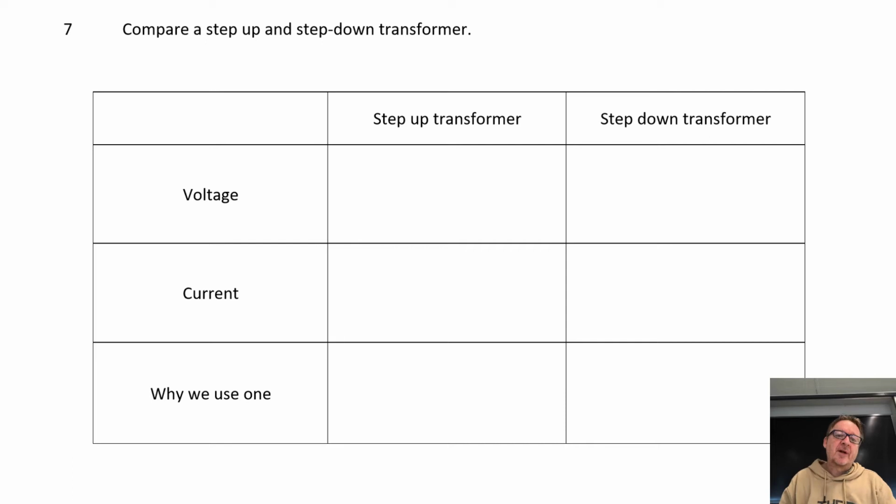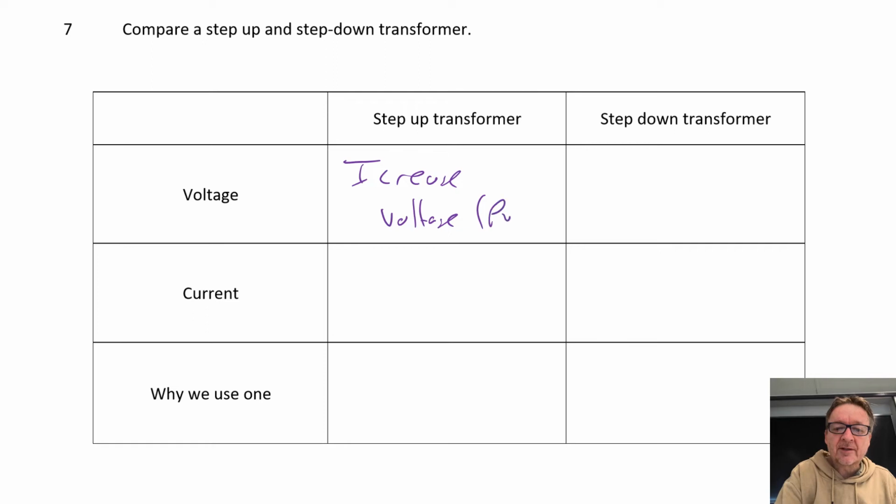Question number 7, compare a step-up and step-down transformer. A step-up transformer, which is the one right by the power station, increases the voltage. Really, that's to give it a massive great big push across the country. It's got a certain voltage in the power station, and then the step-up transformer gives it a massive great big kick, and that kick pushes it across the country.